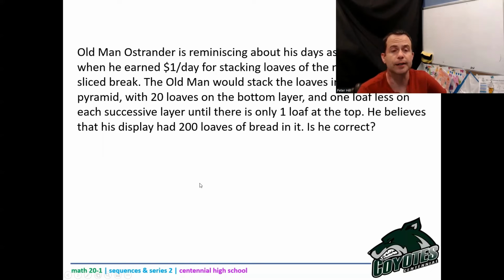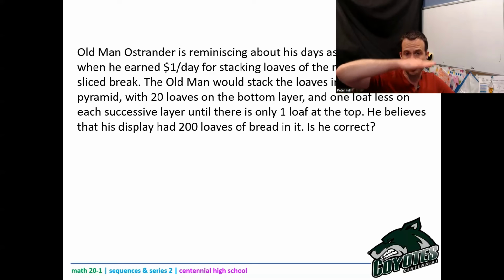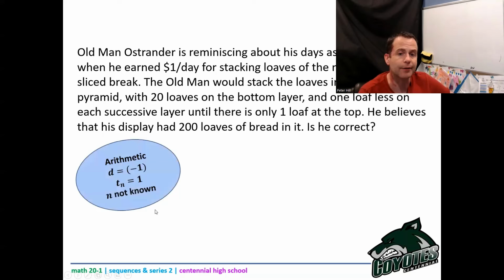Is he correct? Okay, so I need to take this information and start trying to build a system here. I know that I'm going to go 20, 19, 18, 17, right? I'm just going to start at the bottom row and kind of build my way up. So I can see that that's an arithmetic sequence where my D value would be -1. So I have an arithmetic sequence.